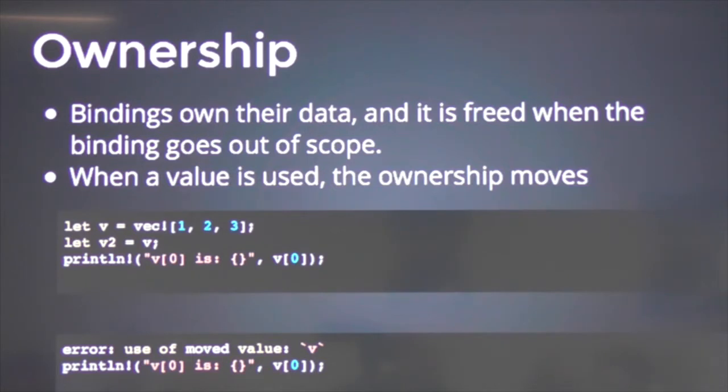And this is very important. Even if it is an immutable binding, if you just use normal references and normal types in something like this, it takes ownership of that data, so you can't use the first one. And that's quite important.